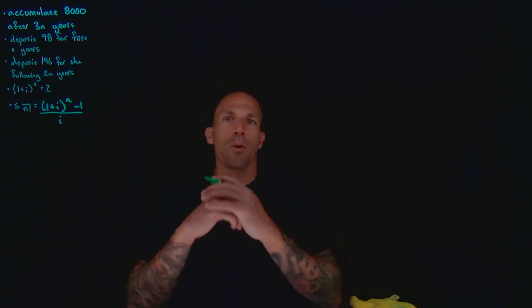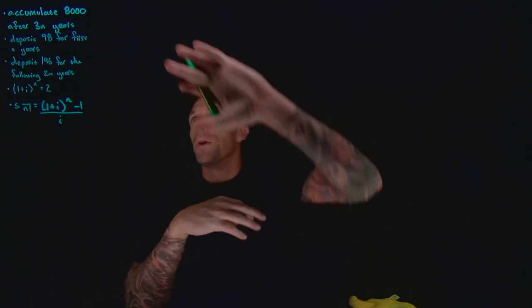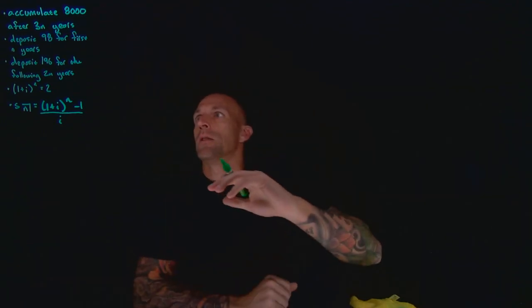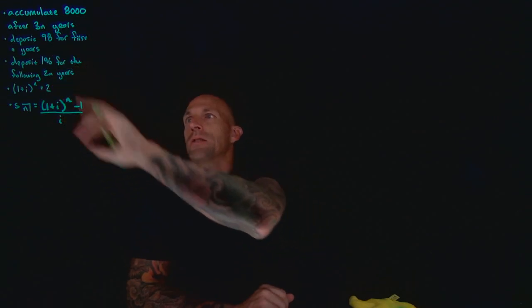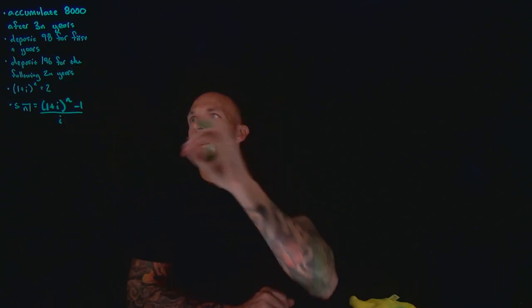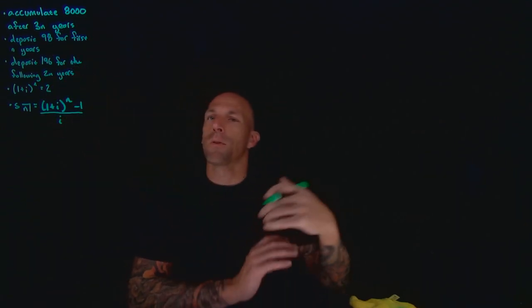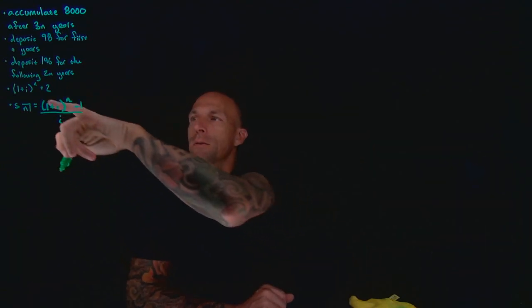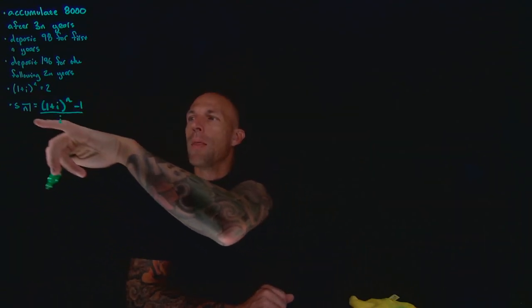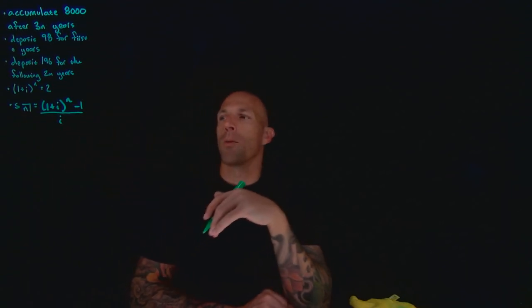So this is problem number 14, and it is just algebra. We are trying to accumulate 8,000 after 3n years. We make deposits of 98 for the first n years, deposits of 196 for the following 2n years. We've got this little formula here given to us, and then I've written out our accumulation formula.